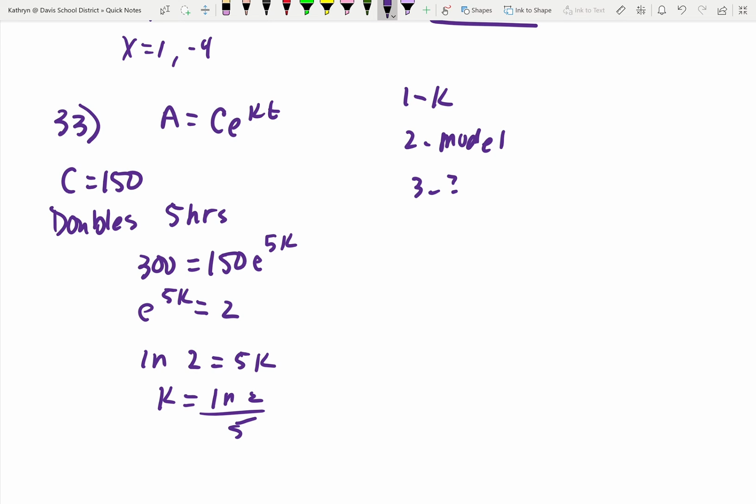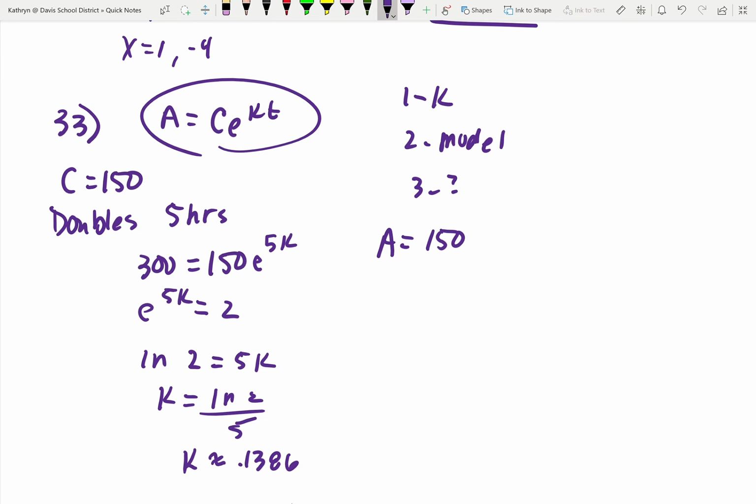Grab your calculator and go ln 2, close it off, divided by 5, enter, and I get k is approximately 0.1386. Everybody hit store, enter, okay? And then they want to know how much they'll be in 48 hours. Well, we've got to do our model. So the model is A equals 150 e to the 0.1386 times t, and they want to know 48 hours. So the new amount is 150 e to the 0.1386 times 48.